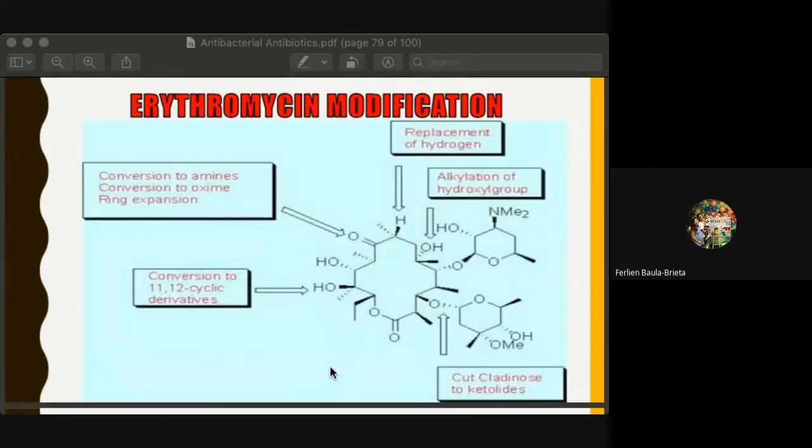So in terms of modification of the structure, these are the places where we can add or modify. So here, in this part, we can convert this to amine, or we can convert this also to oxime. And we can have another ring, or we can do ring expansion here, or we can add cycloalkanes. This part here, conversion to 11-12 cyclic derivatives will help improve the action. And then in this hydrogen, we can replace hydrogen with alkyls. And then this alkylation here also of the hydroxyl group, this hydroxyl can be replaced with an alkyl. It is still possible. And then this one, we can cut this cladinose, this sugar here, to make ketolides. So you can also modify the amino sugars of our macrolide.